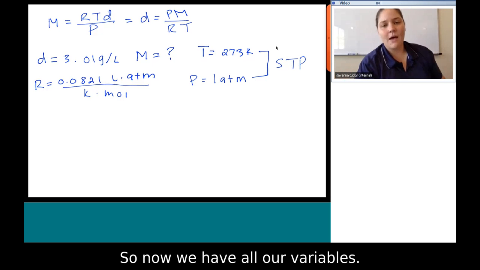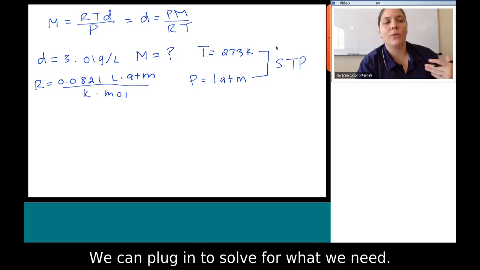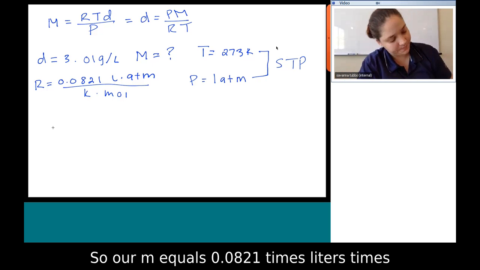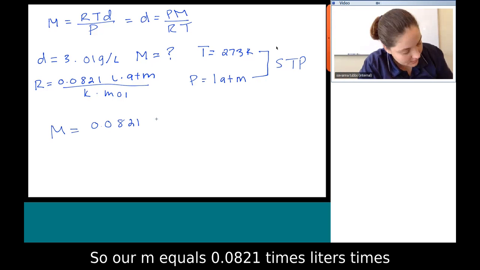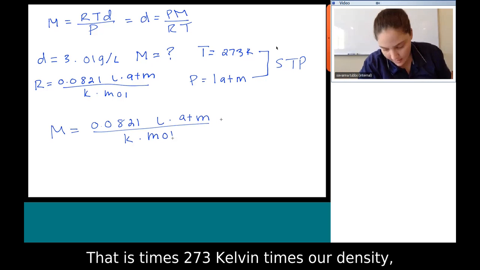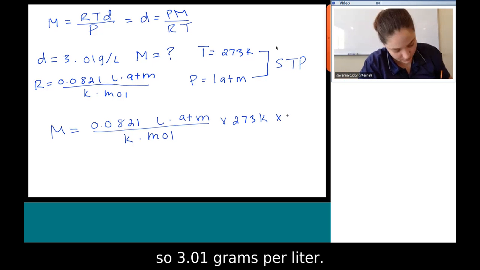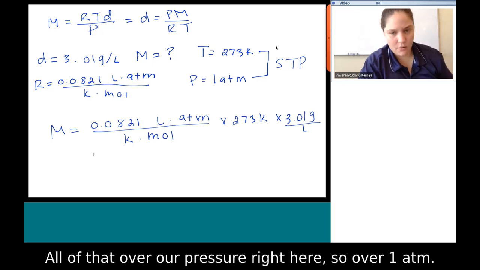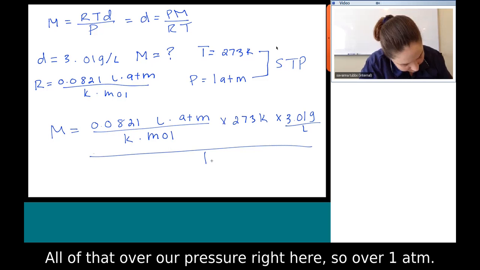So now we have all our variables we can plug in to solve for what we need. So our M equals 0.0821 times liters times ATM divided by K times moles. That is times 273 Kelvin times our density, so 3.01 grams per liter. All of that over our pressure right here, so over 1 atm.